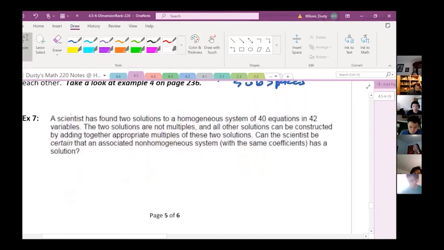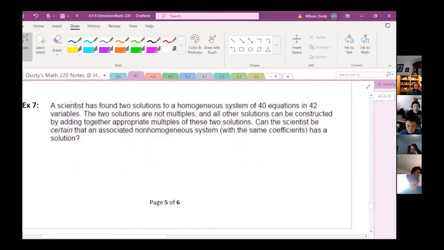All right, so let's look at a little example. Suppose that a scientist has found two solutions to a homogeneous system. When we say a homogeneous system, what are we talking about? Yeah, so that'd be equal to zero. So this would be AX equals zero. Okay, so scientists just found two solutions to a homogeneous system of 40 equations in 42 variables.